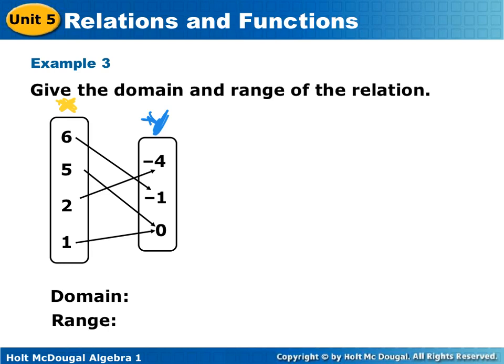So as I list my domain here, it is simply just the numbers 6, 5, 2, and 1. Now, don't get confused. These are my fancy parentheses brackets that you use when you do sets. I could never draw them, so I just kind of make a 3 and make it look kind of weird. All right? That's just what I do.